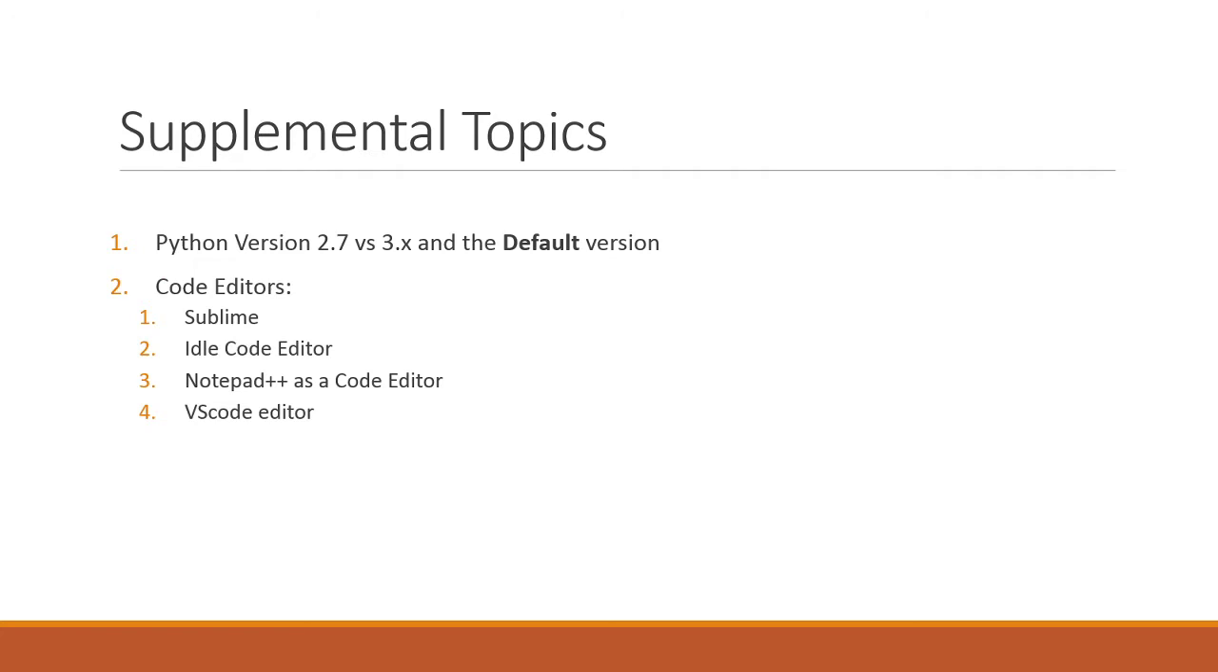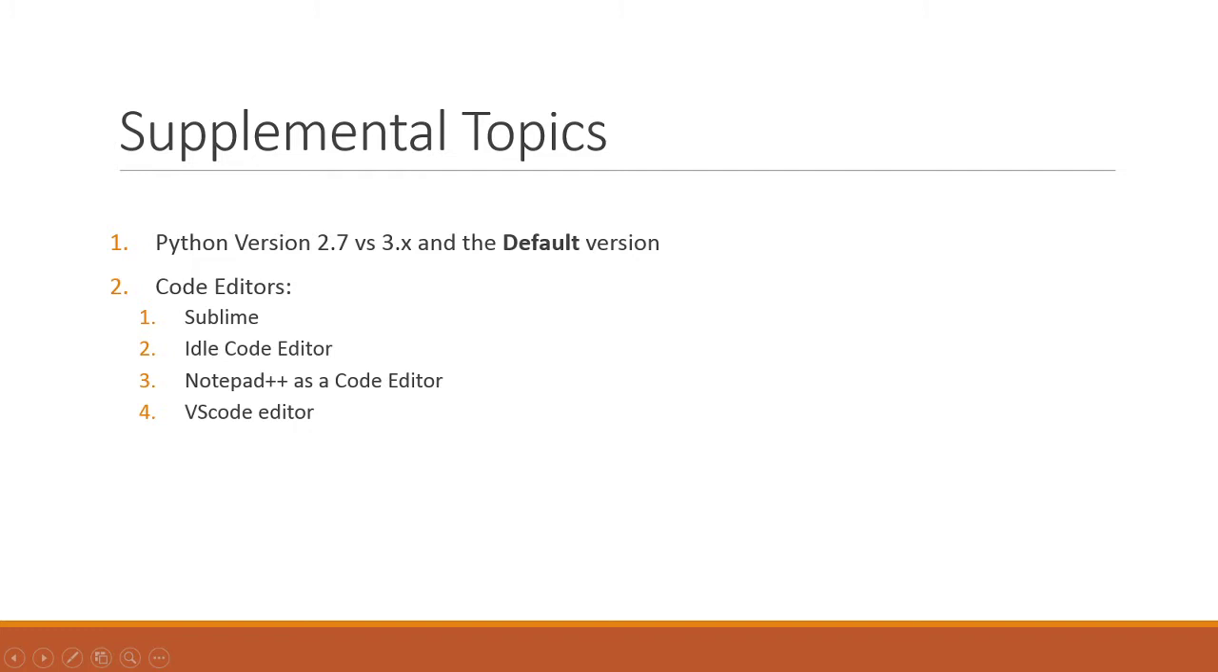I'm going to expand on Python versions, and I'm going to talk about version 2.7, or version 2, versus version 3. And we're going to talk about the default version. And then we're going to talk about code editors. So let's go ahead and talk about Python's version 2 versus version 3.